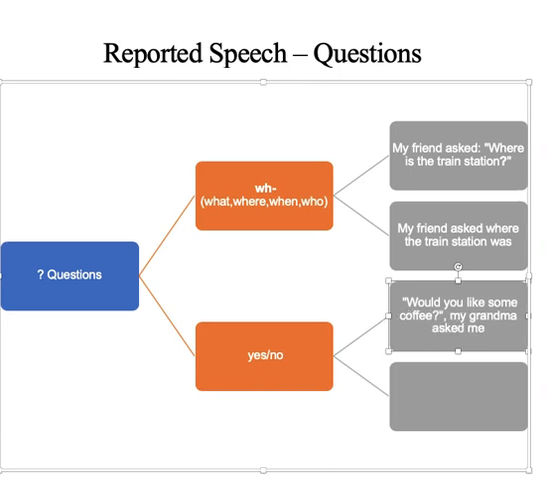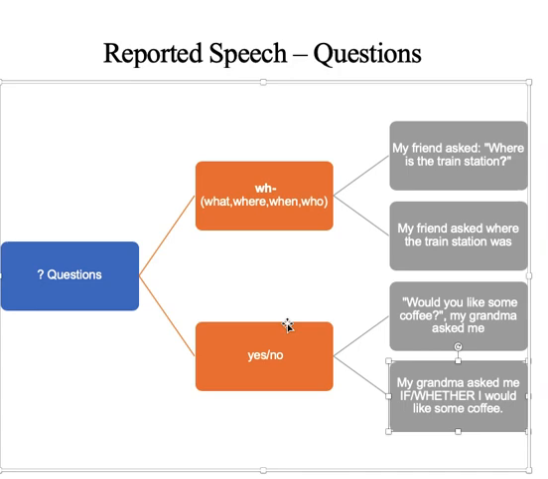asked me. So now we write this in the reported speech and we start. My grandma asked me. Again, we do not have a WH word here, so we are going to use if or whether. My grandma asked me if I would like some coffee, or if I wanted some coffee.